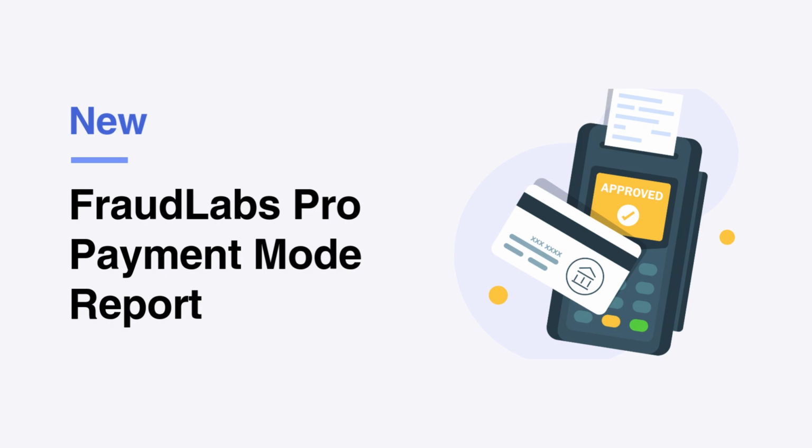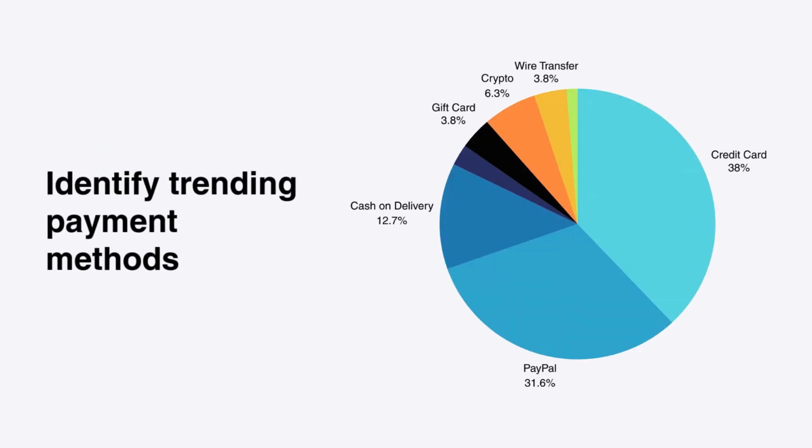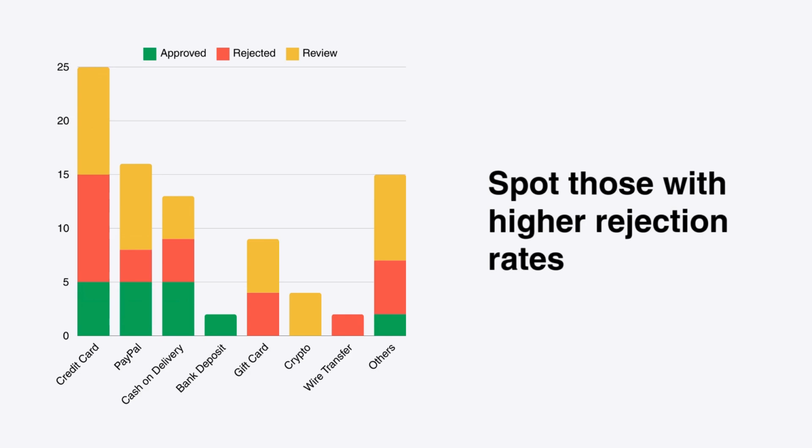By using this report, you can quickly identify trending payment methods like credit cards, PayPal, cash on delivery, and so on. Spot those with higher rejection rates that may indicate fraud risks.